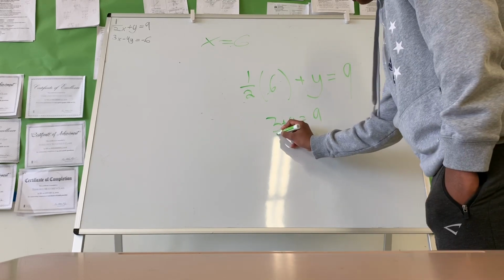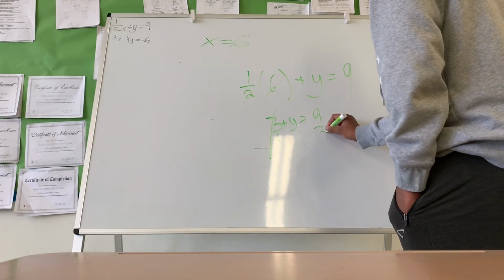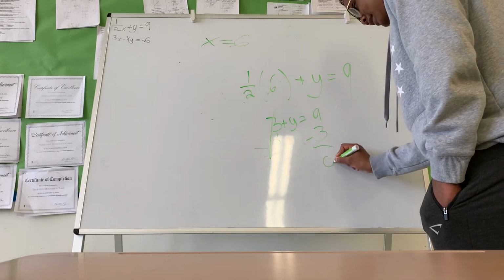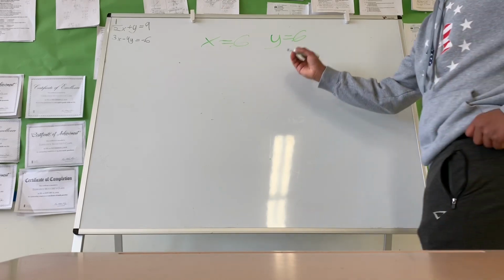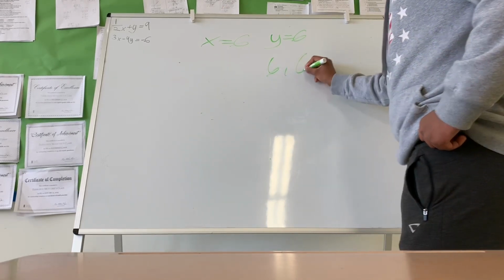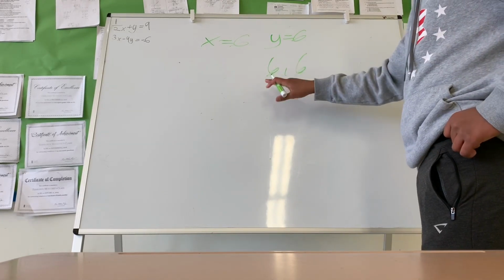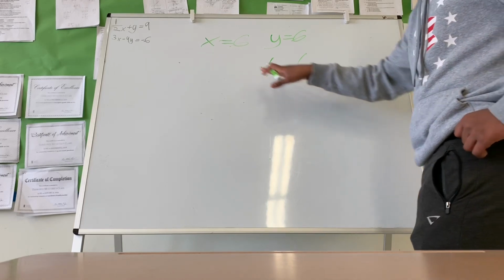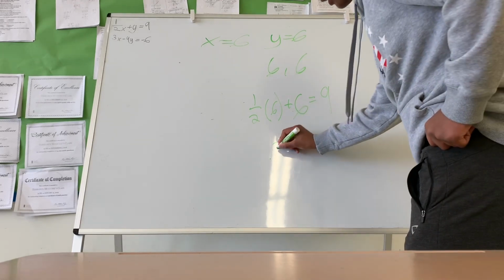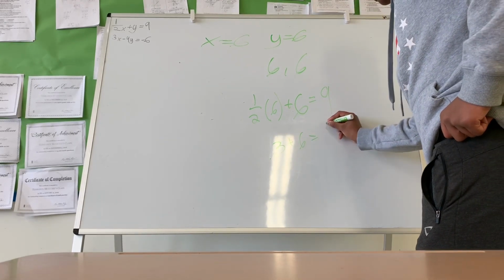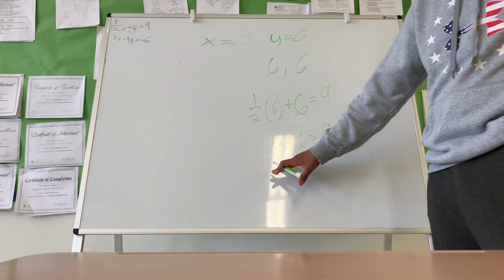You subtract 3 to clear the 3, and then you would subtract it from the 9 to get 6. And y would equal 6. You would put your x and y together, like if you were graphing, like a point. That would be 6, 6. To check your work, you could plug in x equals 6 and y equals 6 into the equation. So 1/2 of 6, that is 3, plus 6 equals 9. If you're not dumbfounded, you would know that 3 plus 6 equals 9, so we got it right.